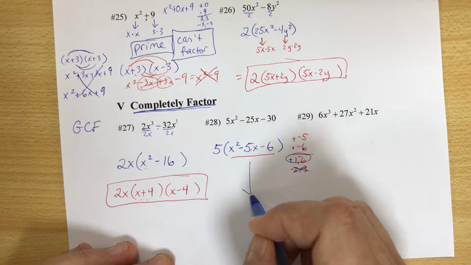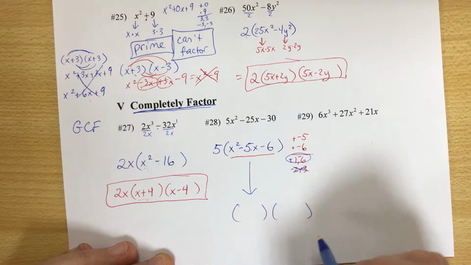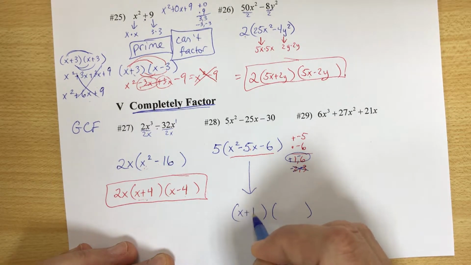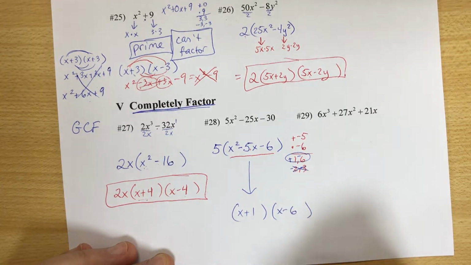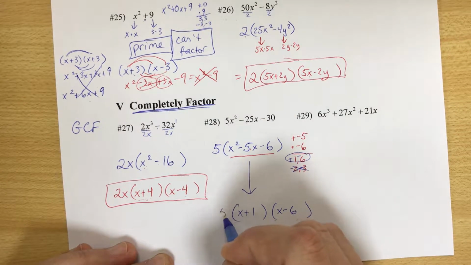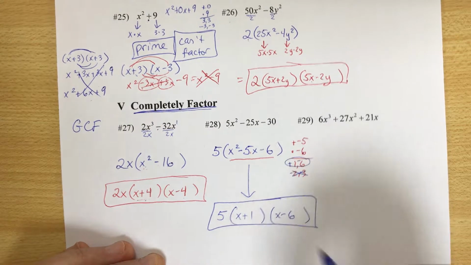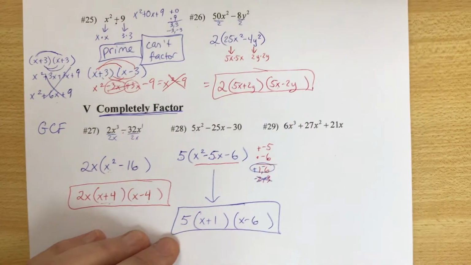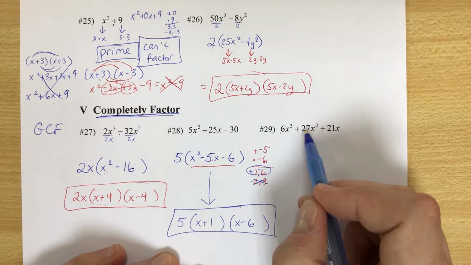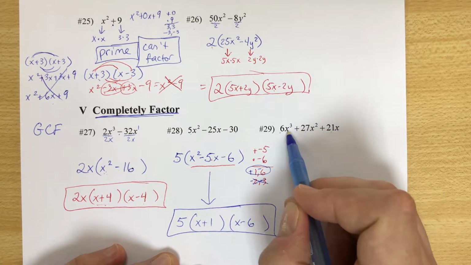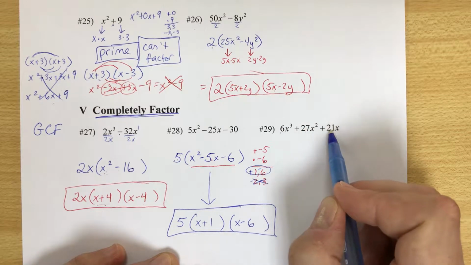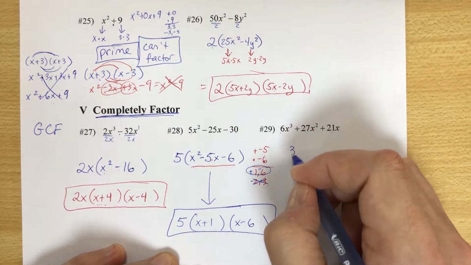Okay, so let's see, let me come down here. Our two binomial factors, x plus 1 times x minus 6. Don't forget, though, that we had already factored out the 5. That is completely factored. All right, one more here. Well, they all have an x. 6, 27, 21. They're all divisible by 3.